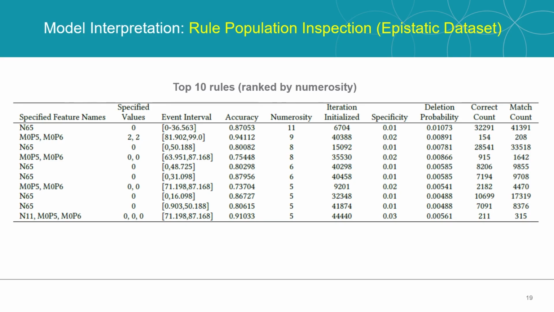Turning to model interpretation, let's look at some of the rules that were evolved by Survival-LCS on one of the epistatic datasets. Here we've ranked the rule population by numerosity and are displaying the top 10 rules. Features that were simulated to be predictive in the dataset start with an M, and those that were noisy features start with an N. We can see that some of the highest accuracy rules that were discovered correctly capture this two-way epistatic interaction between the two predictive features in this dataset.